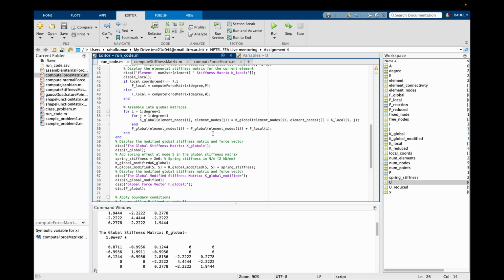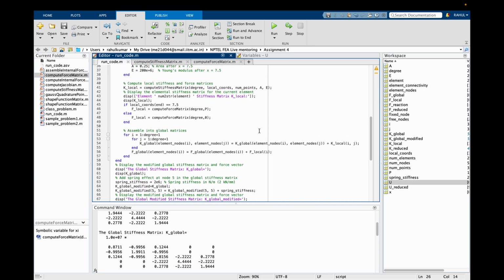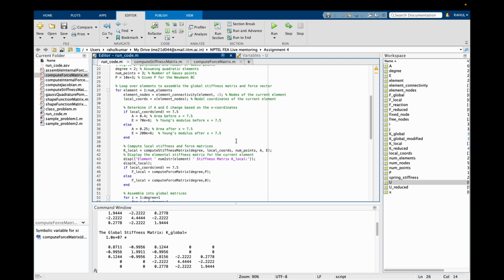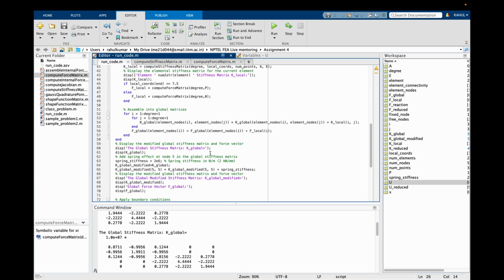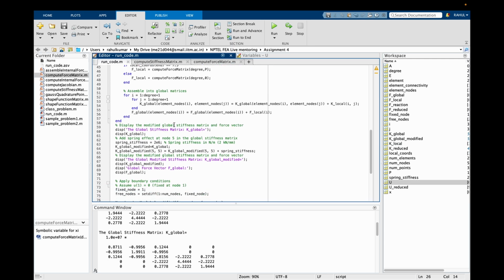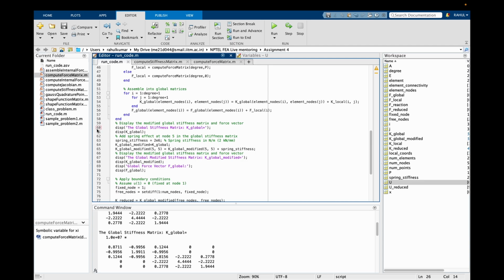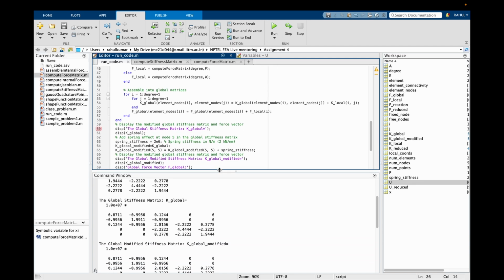Now it will find the global stiffness matrix. Here you can see that for each element it will add the local matrix to the global. And what is the global here? We have already initialized the global matrix. Here all elements are 0, so it will be populated when the loop runs. So up to this point we will try to run this code.